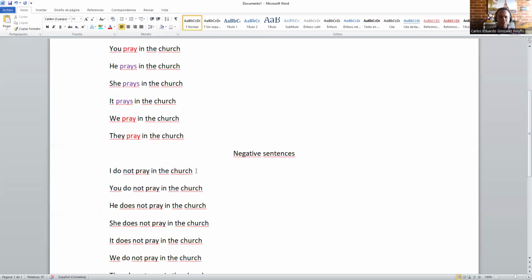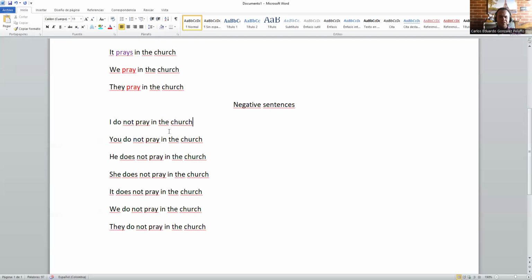Can you see any differences between these negative sentences? In this case, the third person is singular. Why is this verb in base form? Because we have used the auxiliary does. The auxiliary is the one that is conjugated before the main verb, in this case, pray. The only verb is pray.